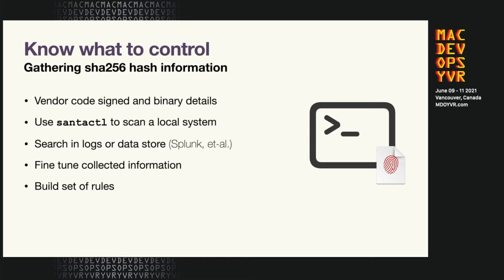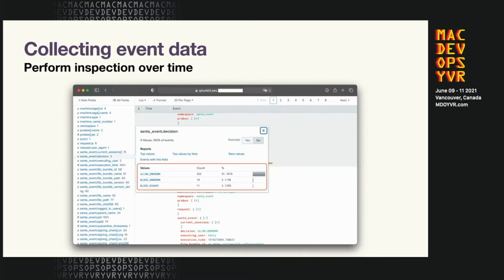Other good sources are to examine the binary execution events written to a data store. This can be the local Santa log, or it can be a data store like Splunk in other setups. Once you have collected the data, you can refine all info and compile it more accurately, and build a clean set of rules on this basis. If you examine metrics about the executions from either the local Santa log or in a data store, you may find that allow unknowns are reported in large quantities.